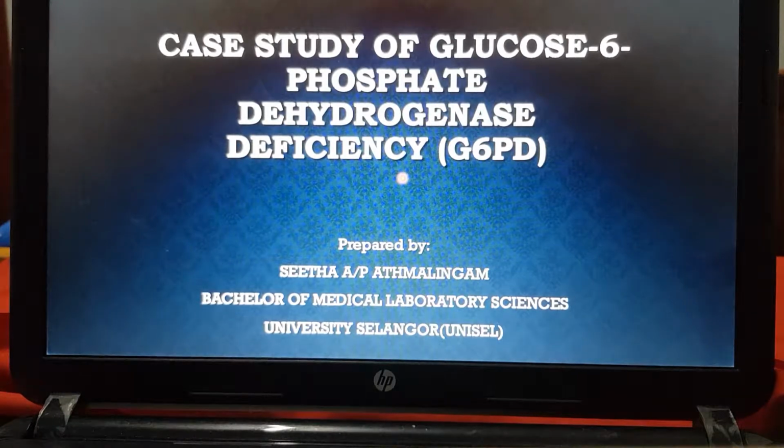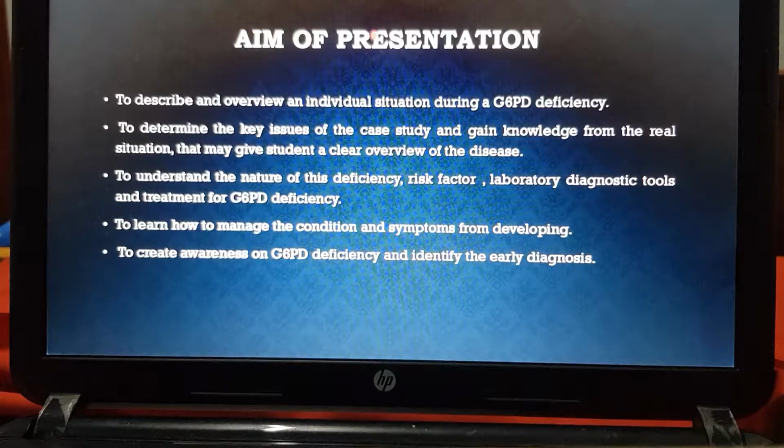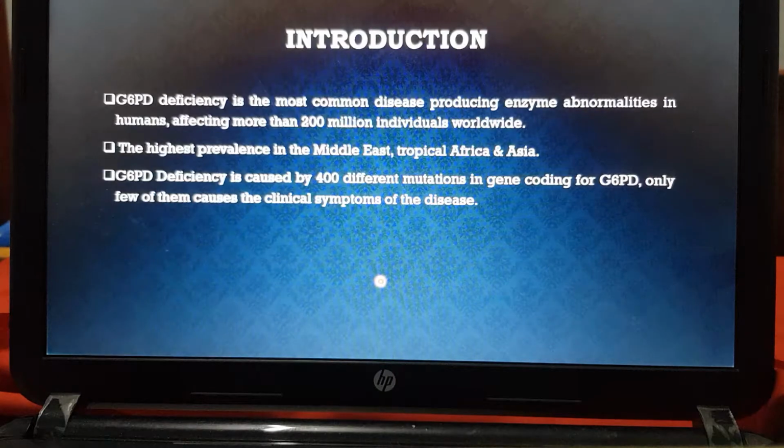So this is my topic today, which is a case study of glucose-6-phosphate dehydrogenase deficiency, which is G6PD. The aim of my presentation is to describe and give an overview of the individual situation during G6PD deficiency, to determine the key issues of the case study, and gain knowledge from the real situation that may give students a clear overview of the disease. It is also to understand the nature of the deficiency, risk factors, laboratory diagnostic tools and treatment for G6PD deficiency, to learn how to manage the condition and symptoms as they develop, and to create awareness of G6PD deficiency and identify the clear diagnosis.